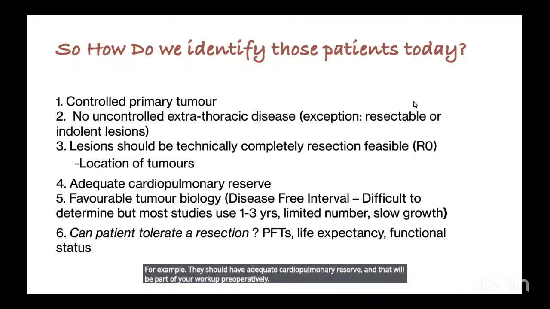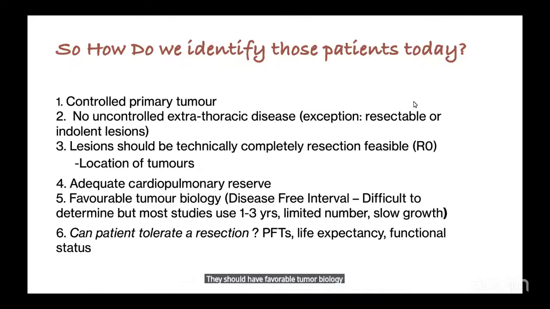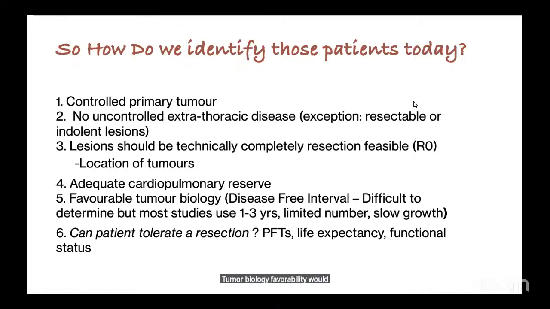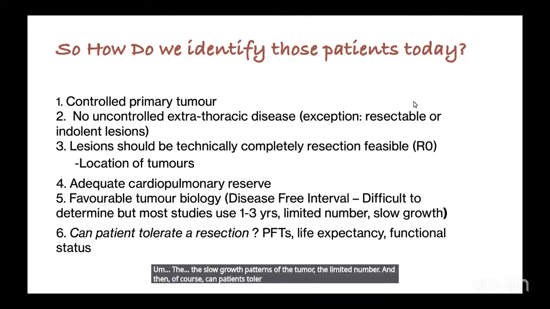They should have favorable tumor biology, and some of the things we look at to assume tumor biology favorability would be looking at the disease-free interval, the slow growth patterns of the tumor, and the limited number. And then, of course, can patients tolerate a resection?